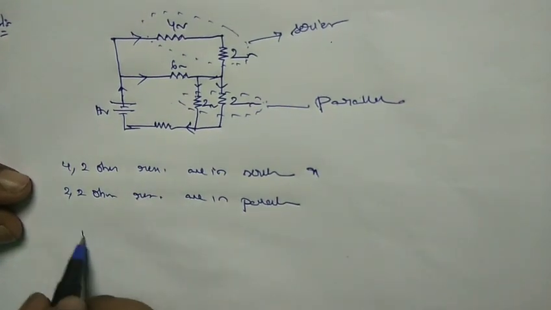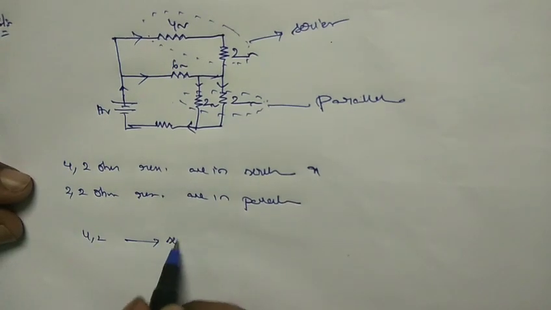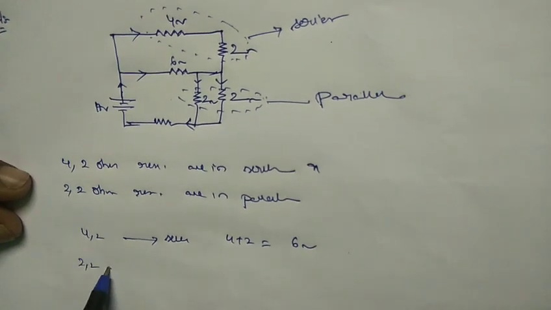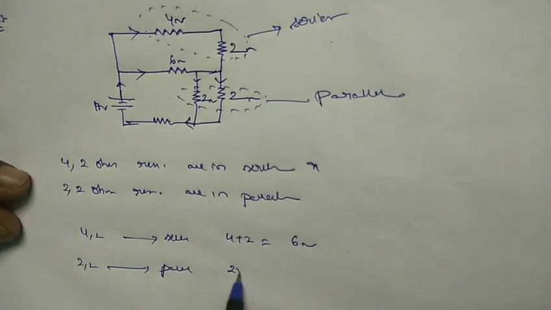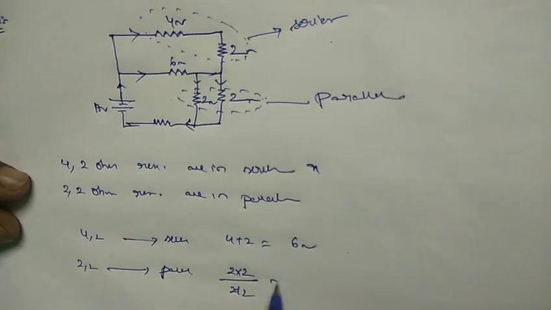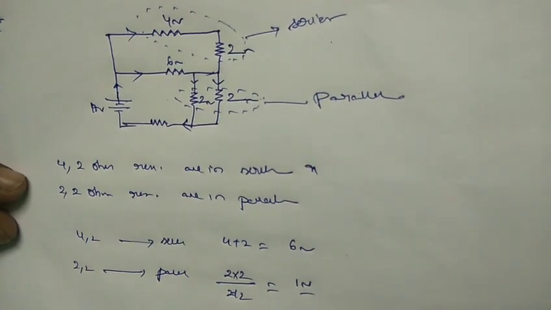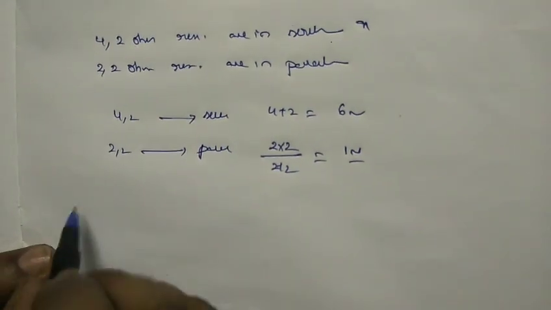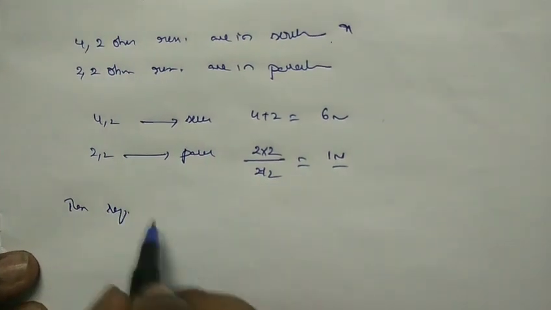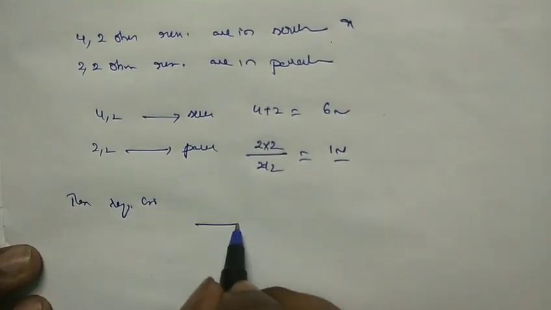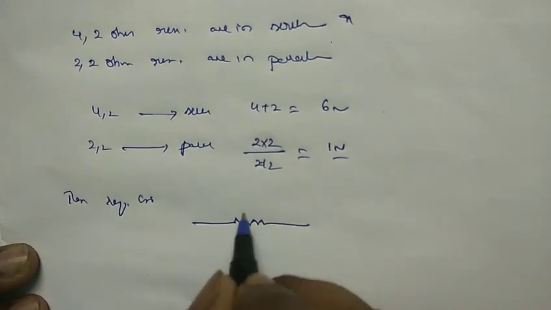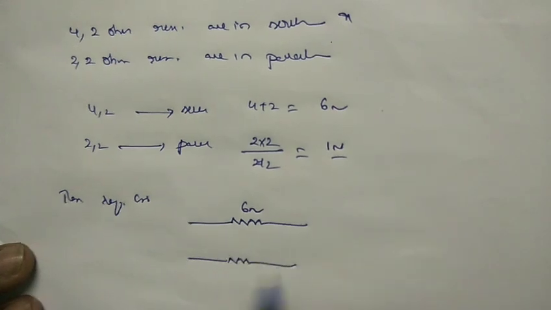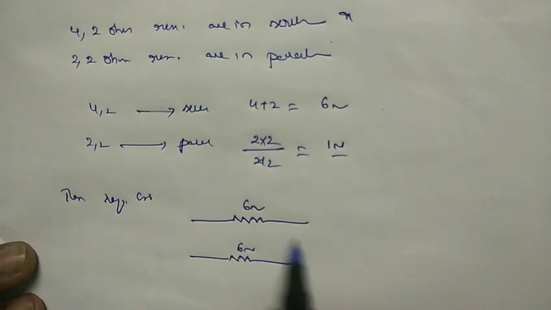Then 4 and 2 in series: 4 plus 2 is 6 ohms. And 2 and 2 in parallel: 2 into 2 by 2 plus 2 is equal to 1 ohm. So the required circuit becomes here 6 ohms and here 6 ohms, so here 2 ohms can be added here.